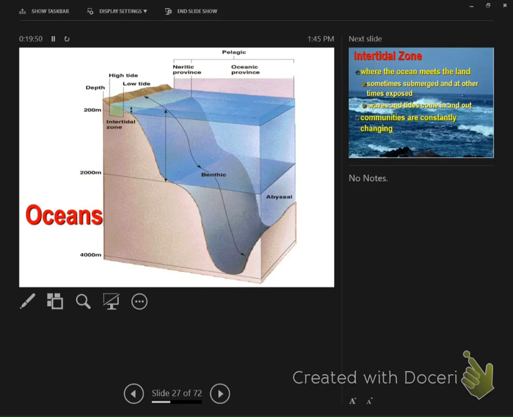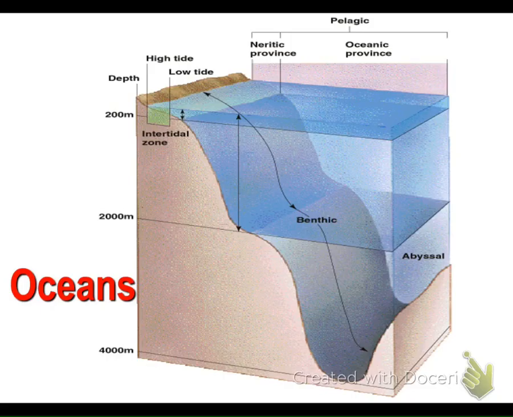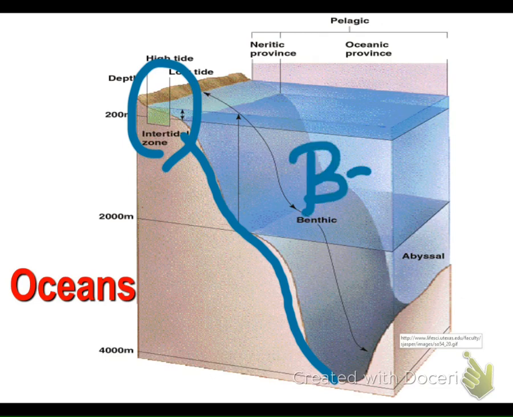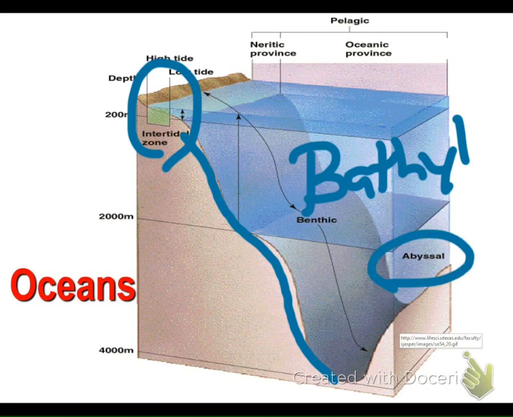Okay, the oceans are divided into these zones here. You've got the intertidal zone, which would be comparable to the littoral zone. You've got the benthic zone, which is basically all this surface right here. You've got one zone called the bathyal. I may have spelled that wrong, bathyal. You've got the abyssal zone, and you've got the euphotic zone.